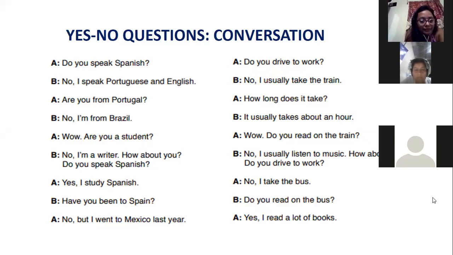How about you? Do you drive to work? No, I take the bus. Bus. Do you read on the bus? Yes, I read a lot of books. A lot of books. Excellent, very good.